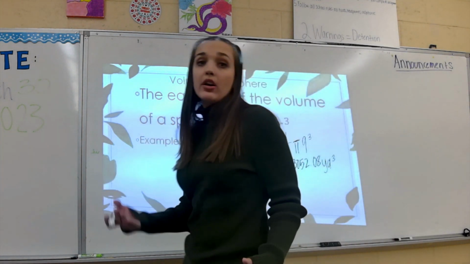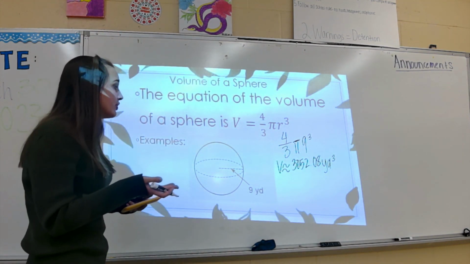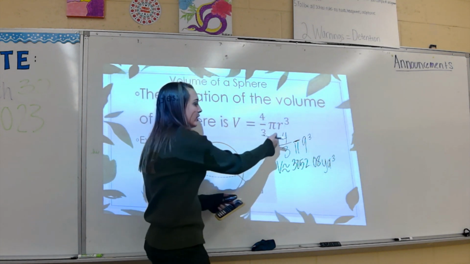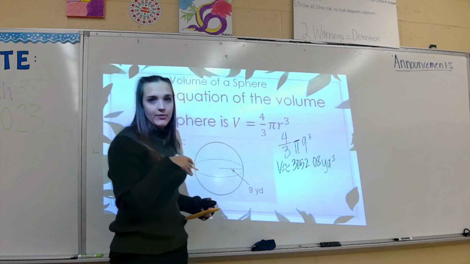So once again, we are given our radius. The only little tricky part here is plugging it into the calculator. I have to do my numerator times pi times 9 cubed and divide that all by 3.